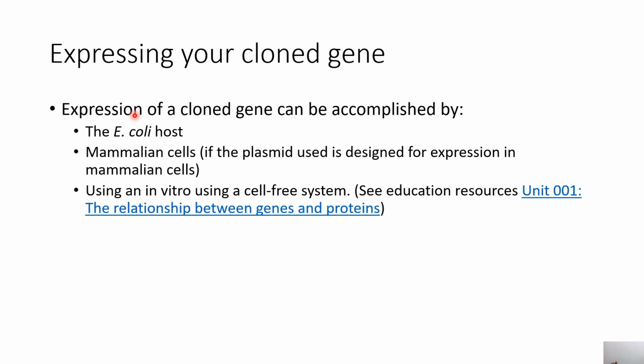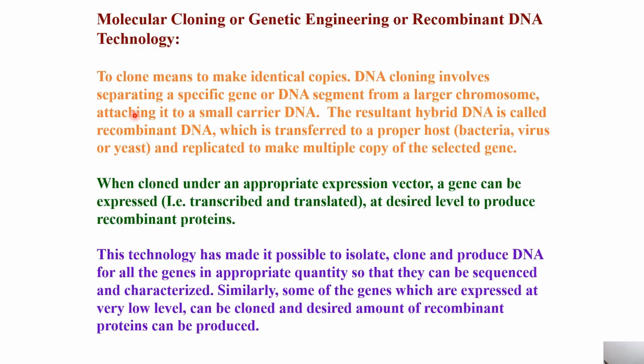Now, the expression of a cloned gene can be accomplished in E. coli host or mammalian cells, if the plasmid is designed for expression in mammalian cells, or in vitro using a cell-free system, showing the relationship between genes and the proteins.